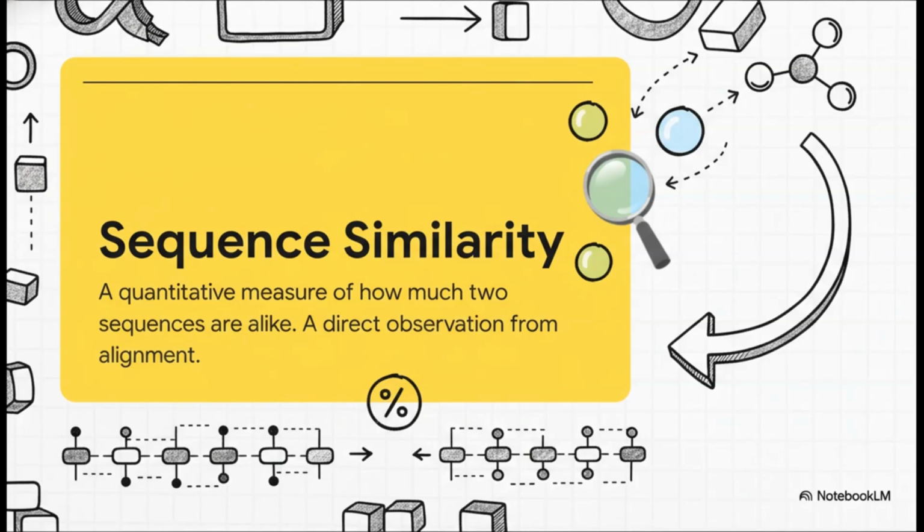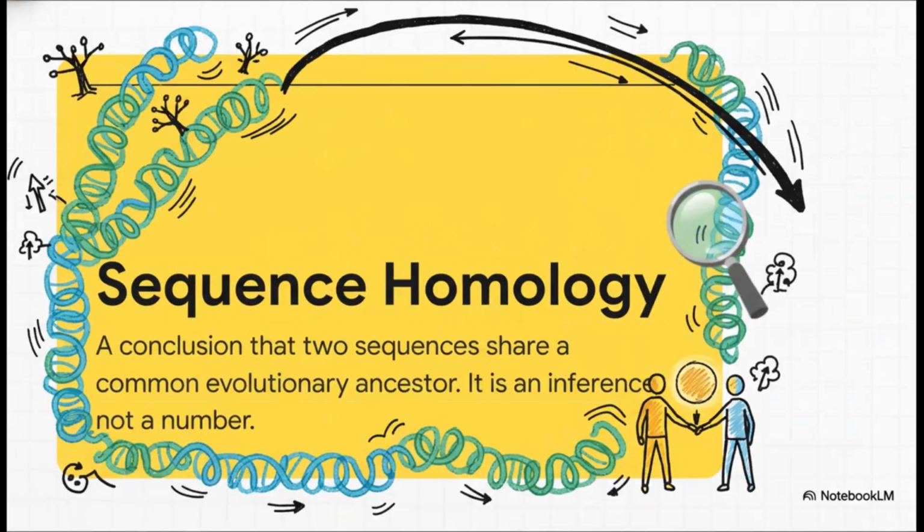You can say, hey, these two sequences have 40% similarity. Plain and simple. Sequence homology, on the other hand, is not a number. It's a conclusion. It's the scientific inference we make after we see a high level of similarity. Homology means that two sequences share a common evolutionary ancestor. It's a qualitative statement. It's an all-or-nothing deal.